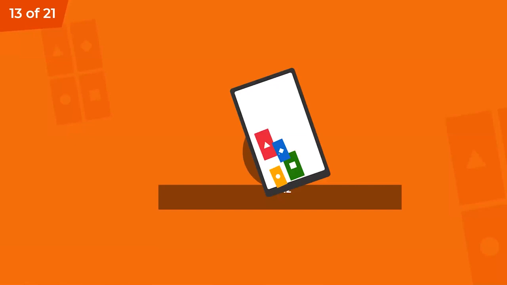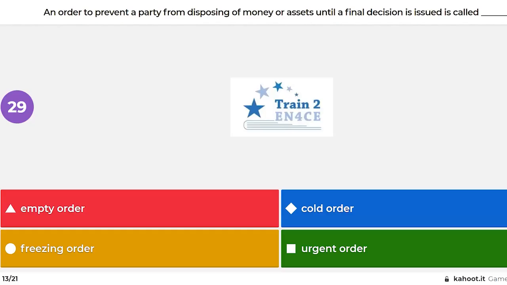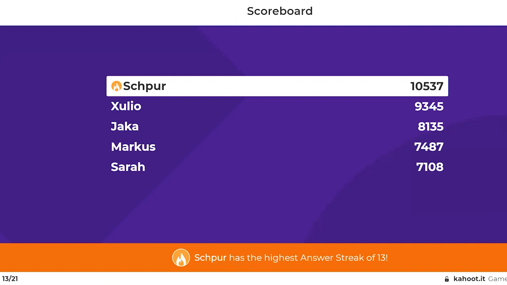An order to prevent a party from disposing of money or assets until a final decision is issued is called empty order, cold order, freezing order, or urgent order. So an order to prevent a party from disposing of money before the final decision. Yes, freezing order is the correct answer. Everyone guessed this one. Great.